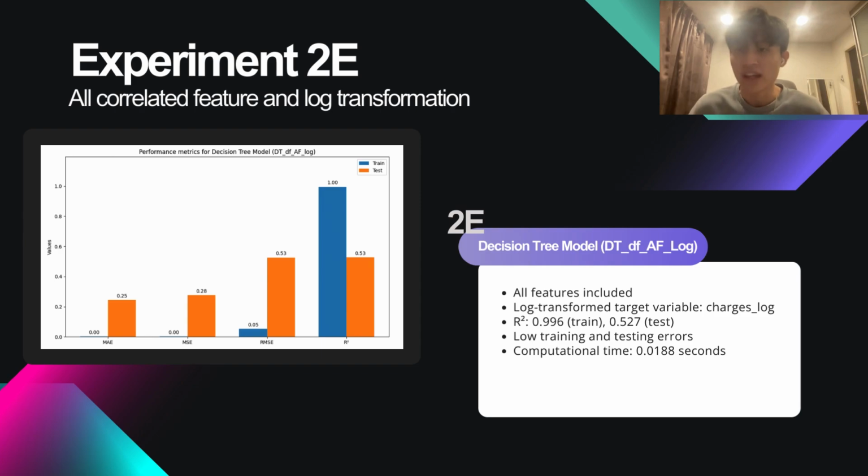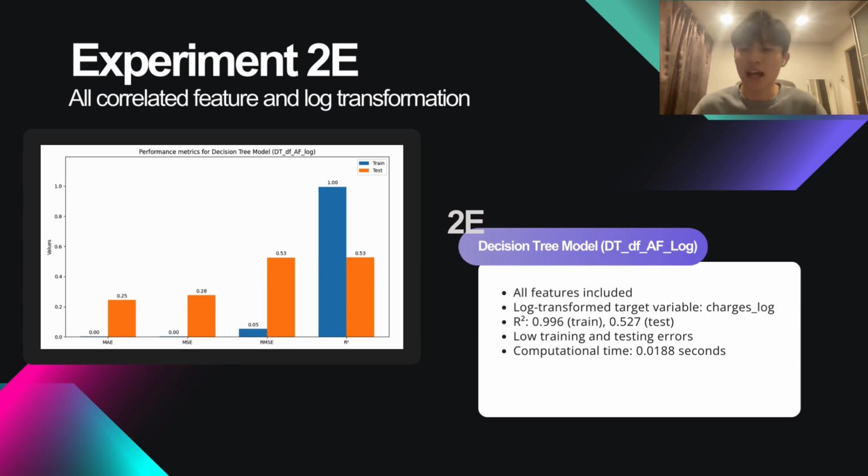In experiment 2E, we included all the features and used a log-transformed charges log target variable. This model, which is the best in the decision tree regression models, performed exceptionally well on the training set with an R-square value of 0.996 and also shows a moderately good fit on the testing set with an R-square value of 0.527.